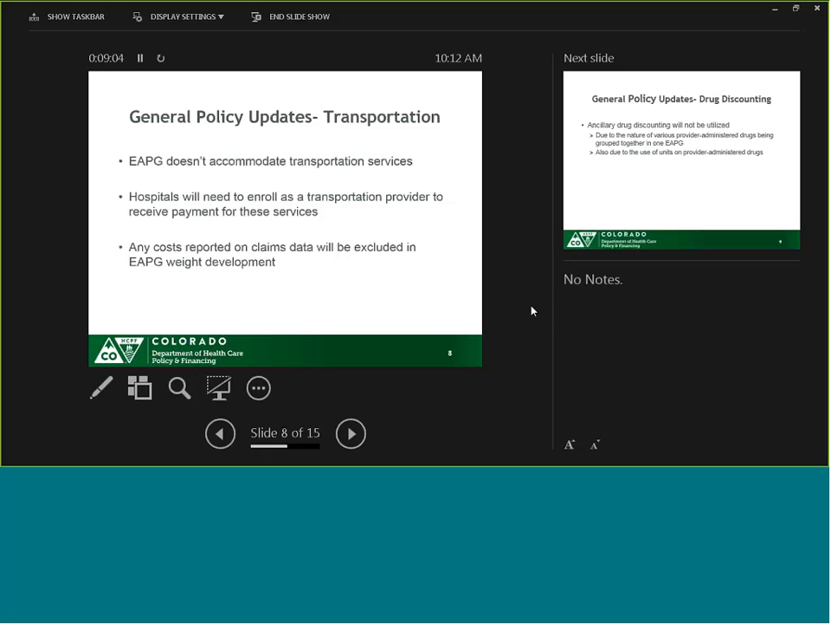The way moving forward that hospitals should get reimbursed for those things is to be enrolled as transportation providers. Along with that, the effect it's going to have on weight development is that any costs that do happen to get billed on outpatient claims for transportation services will not be included in weight development. So they won't be consolidated with any other EAPGs.